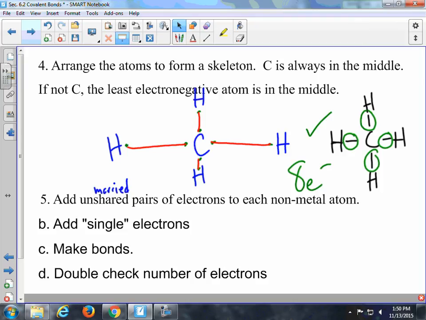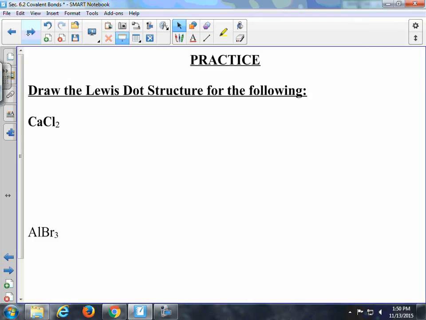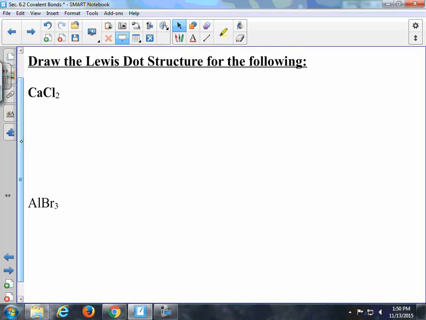Now, I'm going to walk you through 2 more examples. If you feel super confident in your ability, you can fast forward and see if you got the answer correct on both of these as I do them. If not, not a big deal.